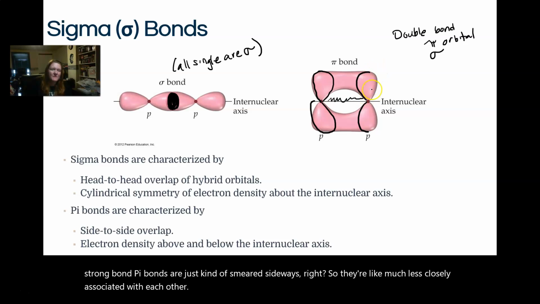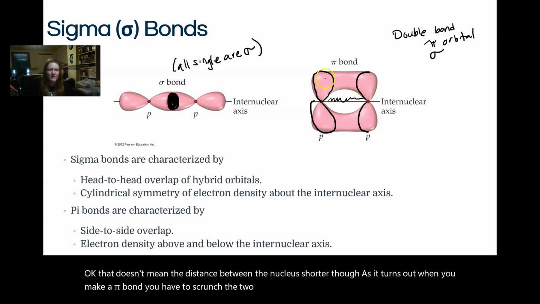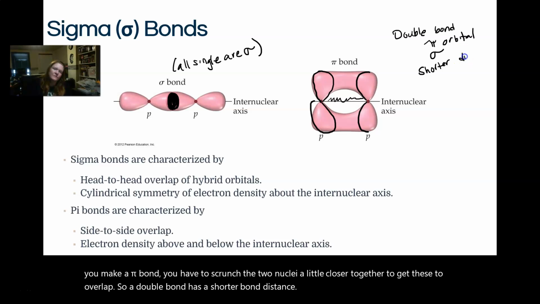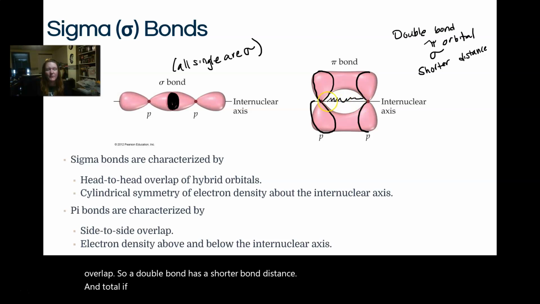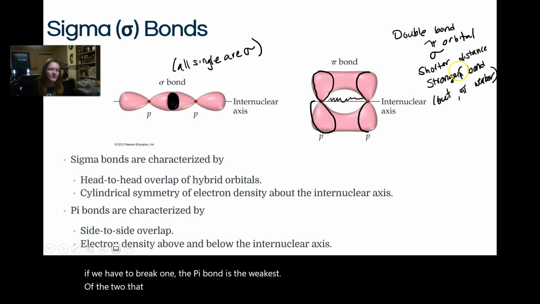Okay. That doesn't mean the distance between the nuclei is shorter, though. As it turns out, when you make a pi bond, you have to scrunch the two nuclei a little closer together to get these to overlap. So a double bond has a shorter bond distance, and total, if you add together the sigma bond and the pi bond, it is also a stronger bond. But if we have to break one, the pi bond is the weakest of the two that you have in a double bond.